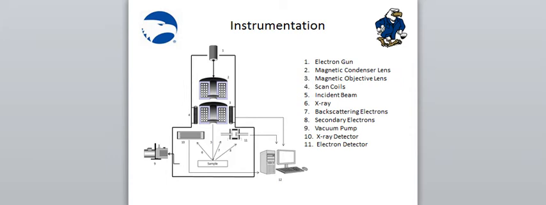So a little bit about the instrumentation, about how this works. You start with the electron gun, and it produces a very focused electron beam that travels through the magnetic condenser and objective lenses. The scan coils are controlled by the computer so that you can adjust how you would like to focus the beam, using them in conjunction with your magnetic lenses.